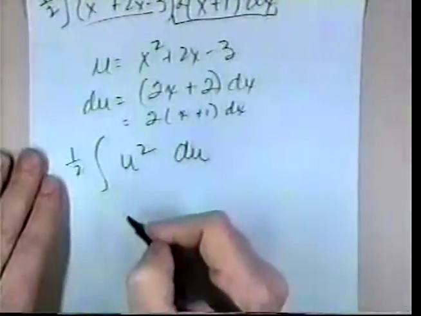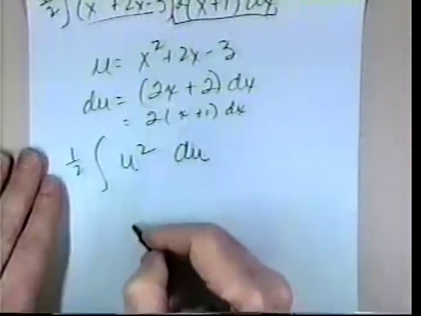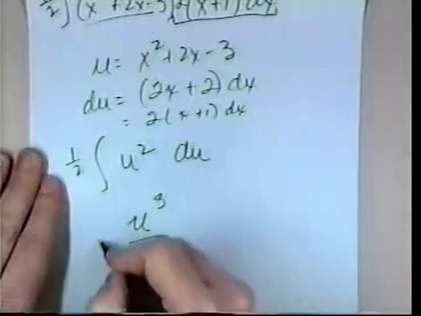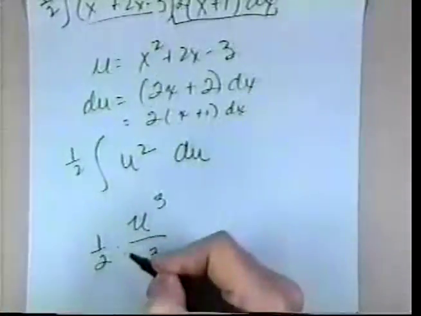We can take the antiderivative of that quite easily. u cubed over 3. Multiply that by 1/2.